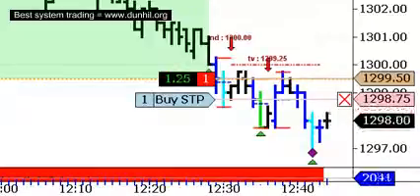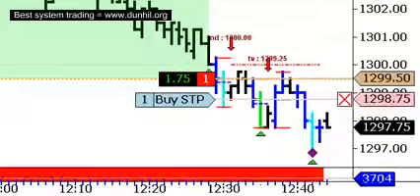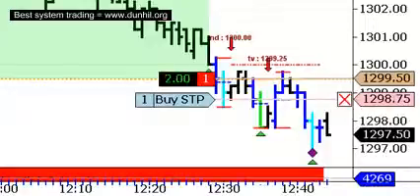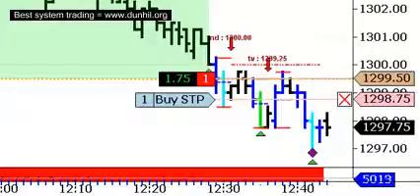Now you can see here, if the market gets up another couple of ticks, we're going to get stopped out. It just hit 1298.25, and good, it's starting to come down again. That's what we want to see, obviously.